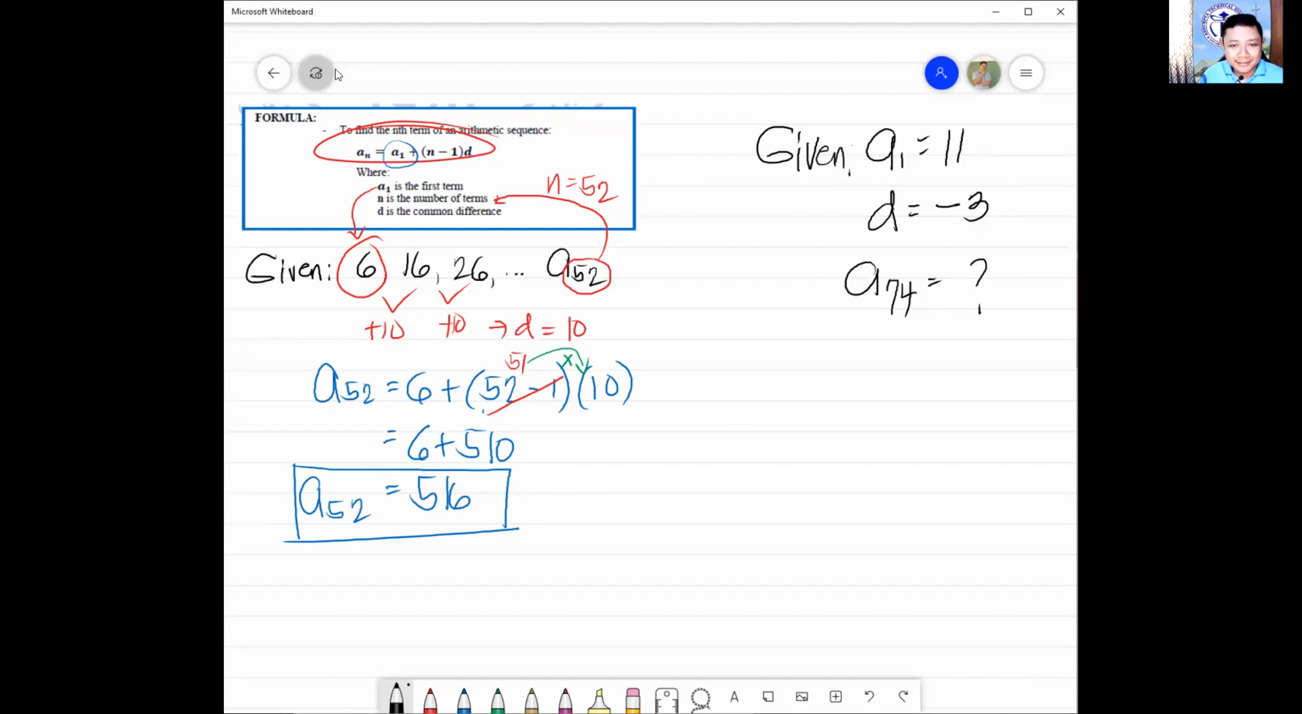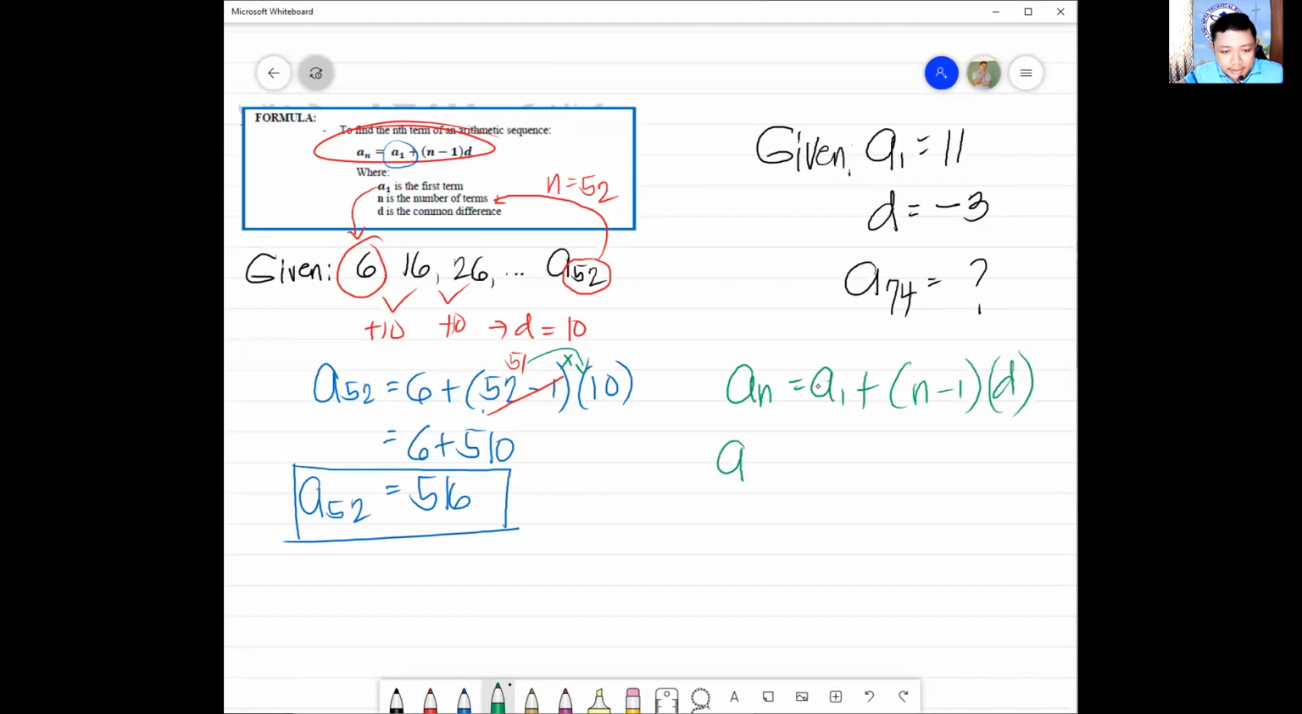Okay, let's have the solution now. Let's now have this, just like what I told you. This is much easier because the given are already provided. So, we now have the formula: A sub n is equal to A sub 1 plus n minus 1 times d. Always put parentheses for d.